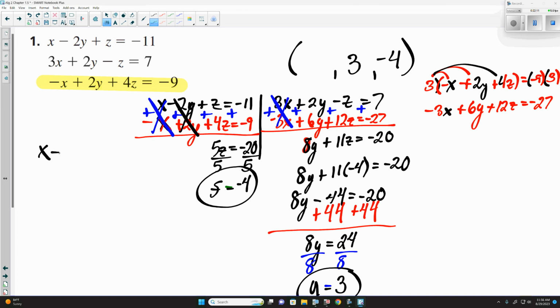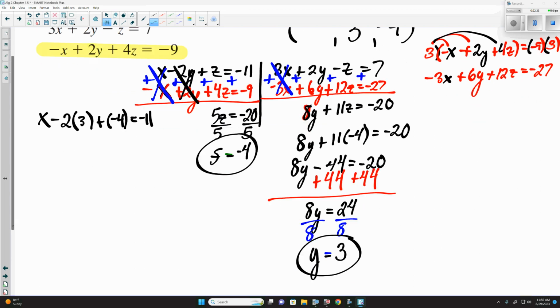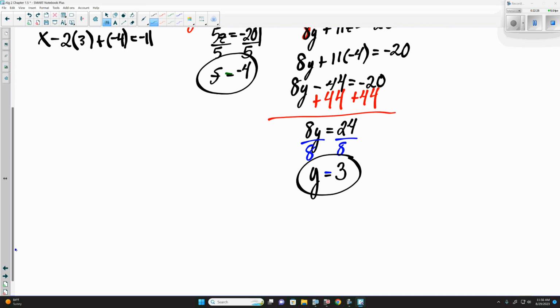We still have x, because we don't know its value, minus 2 times y. Well, the value of y in this case is 3. Plus negative 4 for z is negative 11. So we plug in the value of y and z. Now we solve for x.